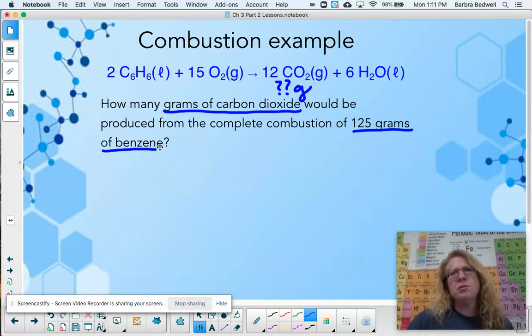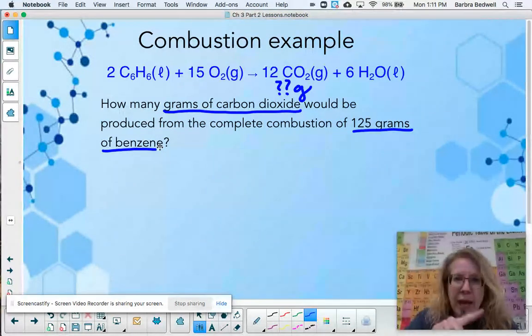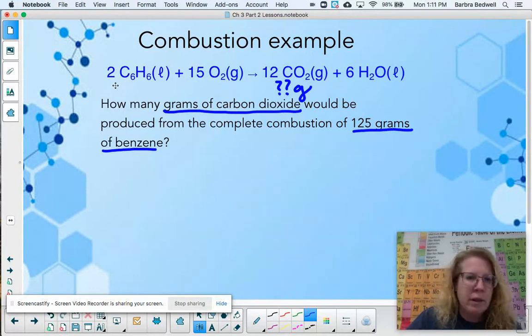Now, every once in a while, students will go, what the hell? I don't know what benzene is. How am I supposed to know what benzene is? Okay, so quit panicking and look at the reaction. There's only one thing in this reaction that could possibly be benzene. So take a breath. Well, that's not benzene, that's water. That's not benzene, that's carbon dioxide. That's not benzene, that's oxygen gas. Guess what that is? Benzene. So 125 grams of benzene.